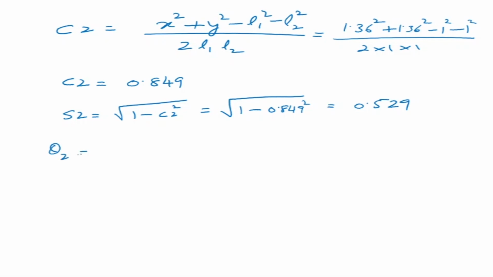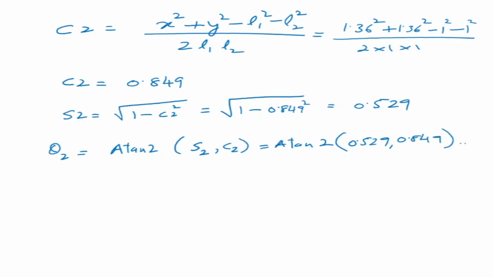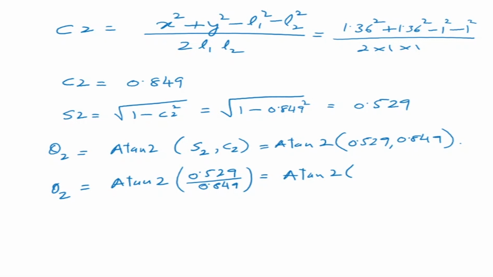Then we use theta 2 is equal to the function atan2, which takes positive sin θ2 and cos θ2. Sin θ2 is equal to 0.529 and cos θ2 is 0.849. So θ2 is equal to atan2 of 0.529 divided by 0.849, which is equal to 0.623. And so theta 2, when I take the tan inverse, is equal to 31 degrees.